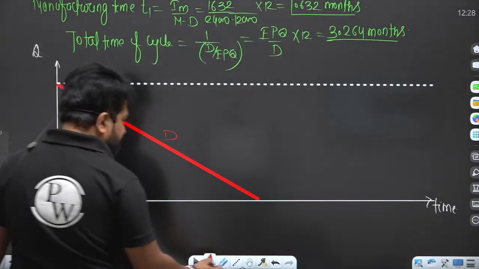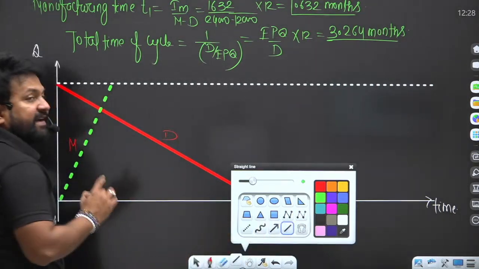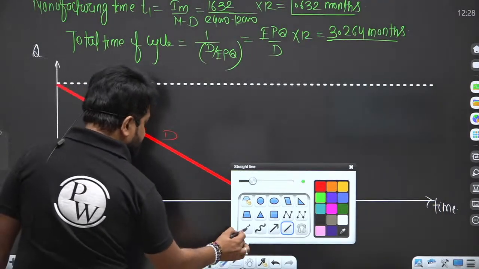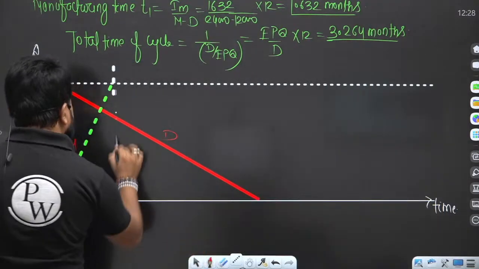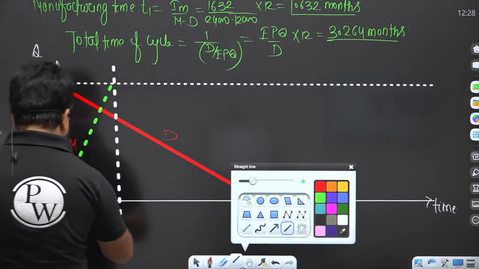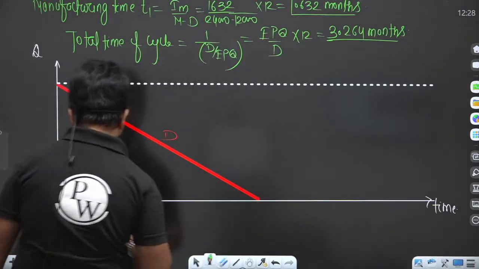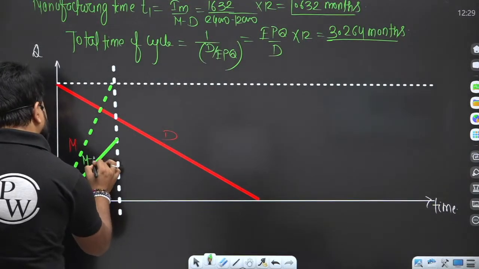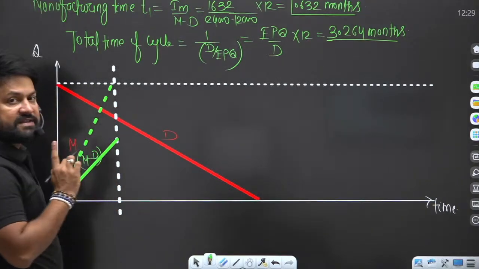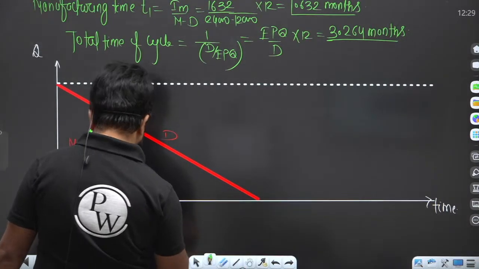So the effective filling rate of the inventory is, let me show you, this. The effective filling rate of the inventory is M minus D. This is the effective filling rate.